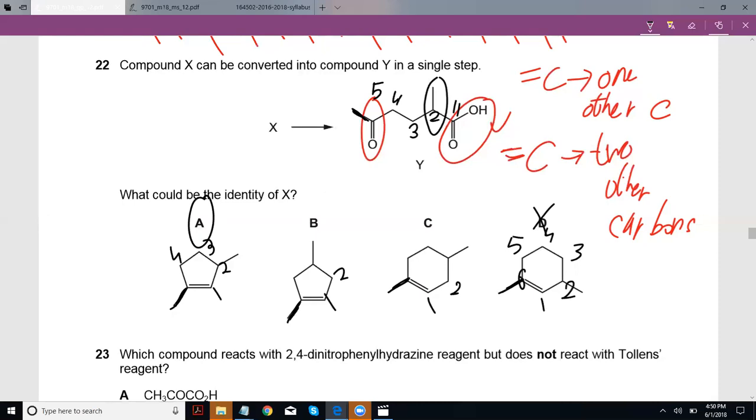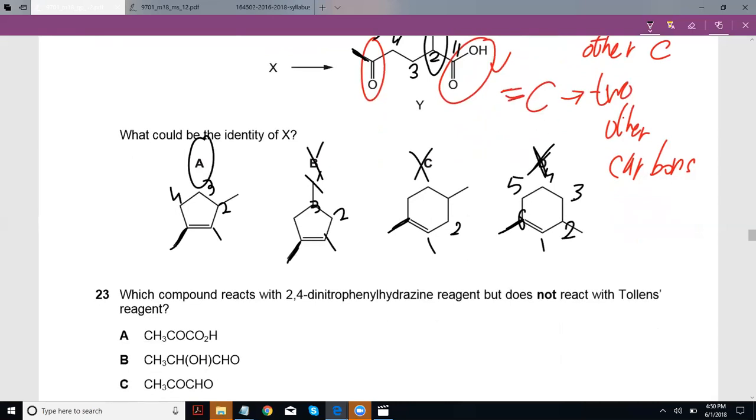Here you have 1, 2, 3, 4, 5, 6 carbons excluding the chains, which is why you can cross out D and C anyways. You can cross out B because this particular methyl group is not on number 2, it is on number 3, which is not what you want. So using some numbers, you can figure out that it is A.